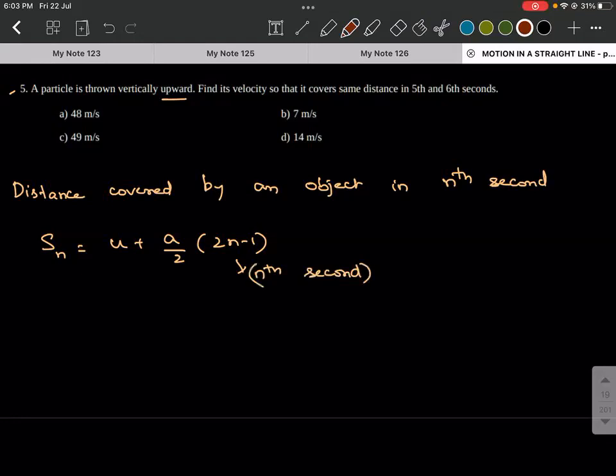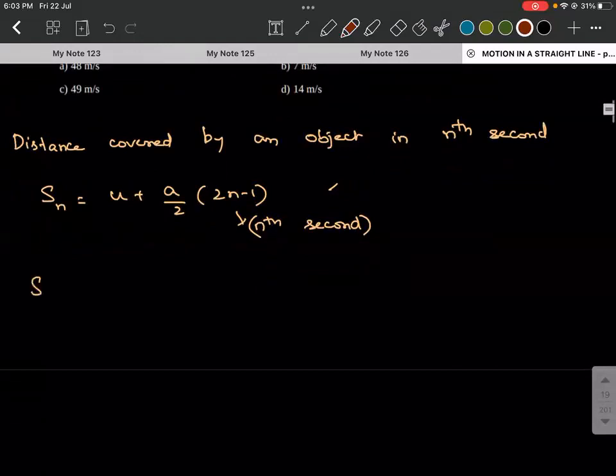Here the point that you're supposed to notice is that this formula is not applicable for the object traveling in n seconds, meaning between 0 to n. Nth second means n minus 1 to n. That is the meaning. Now the question is, how did we get this in the first place? For that, I'll calculate the distance traveled by the object in n seconds. So what is the distance traveled by the object in n seconds? un plus half into a n square. What did I apply? ut plus half at square.